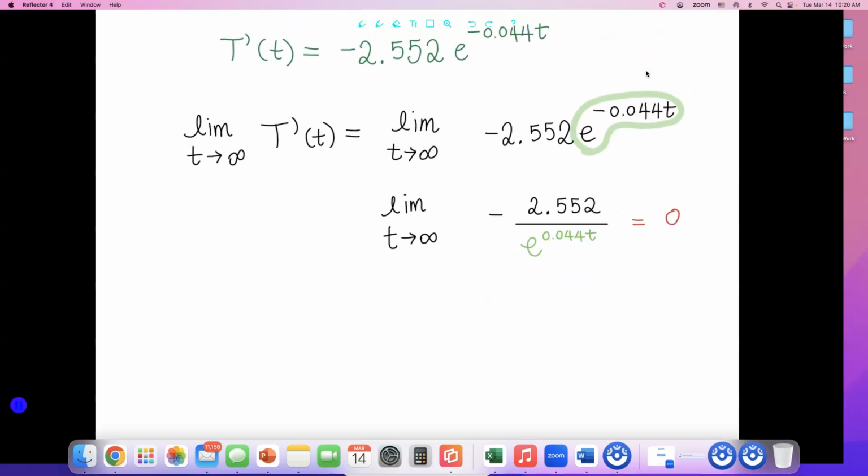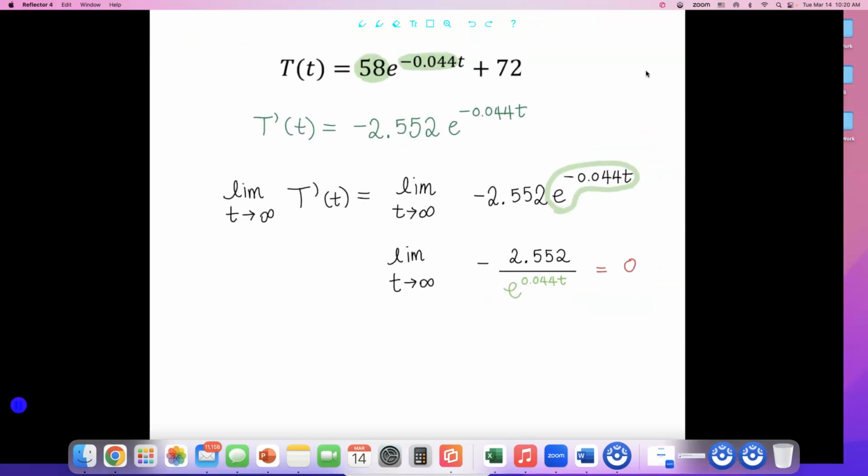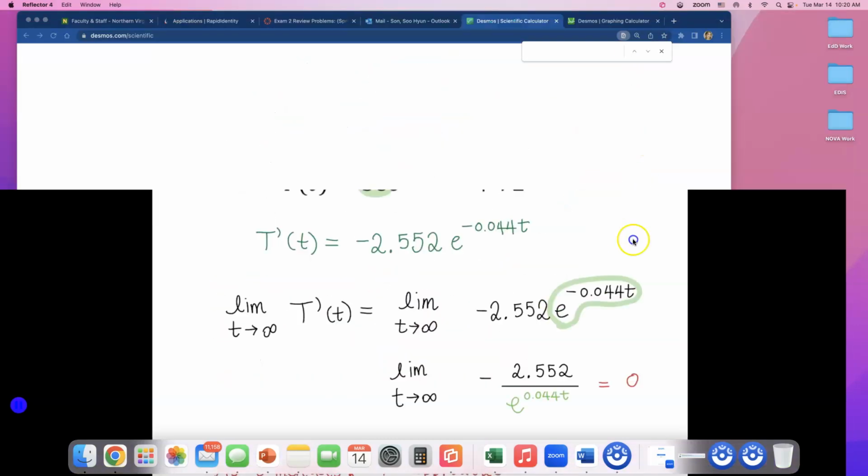So here's my conclusion, answering the question that was being asked. As little t increases, t prime approaches 0. And I've shown the work why, right? But let us check and see if this is correct, okay?